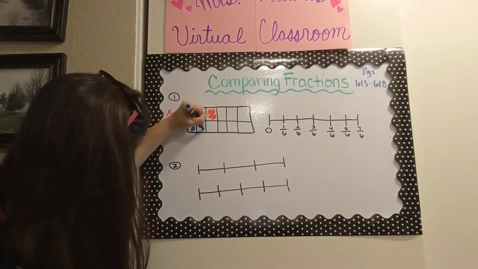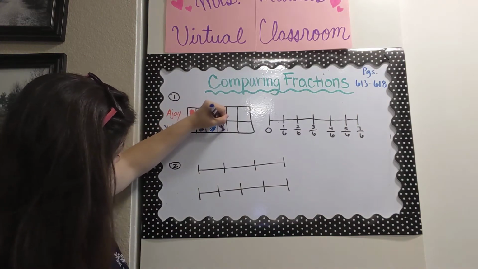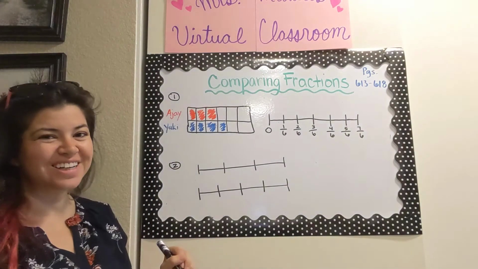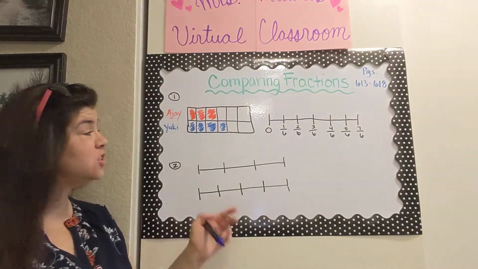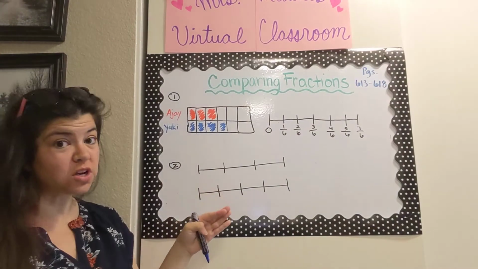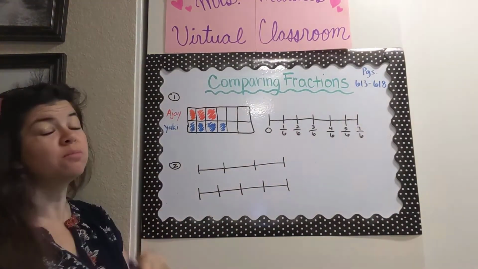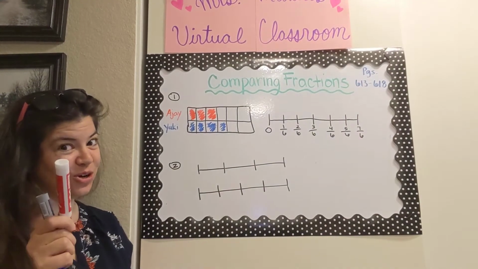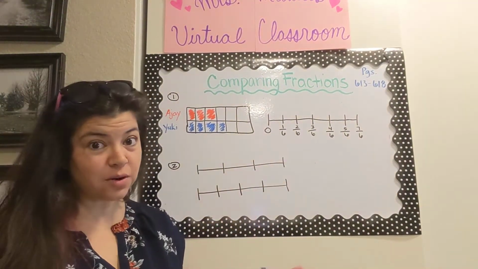1, 2, 3, 4. Thank you for helping. So as you can see, when you draw your visual and you make sure that both the top and the bottom are the same, Yuki clearly did more homework than AJ did. So now a number line works as well.